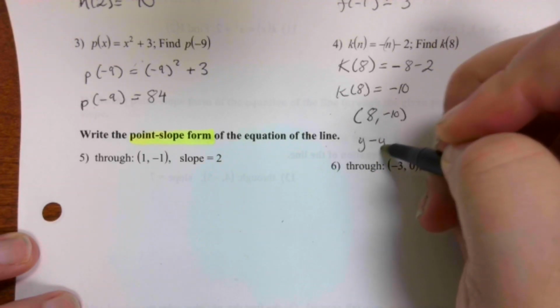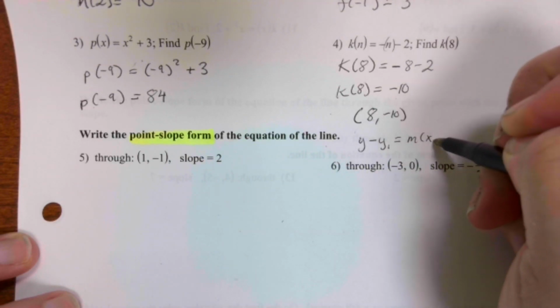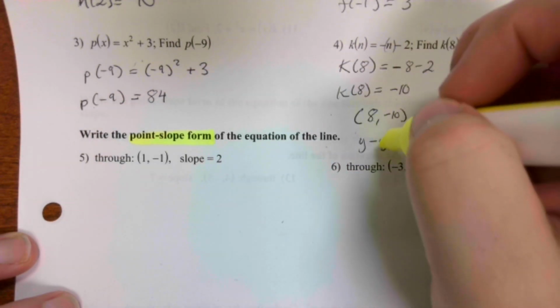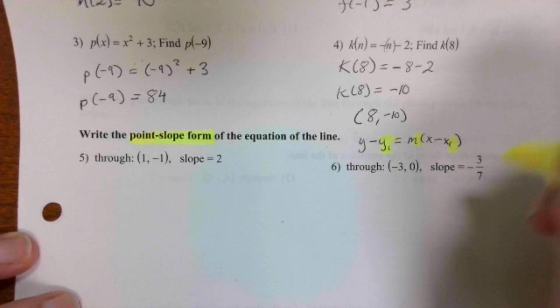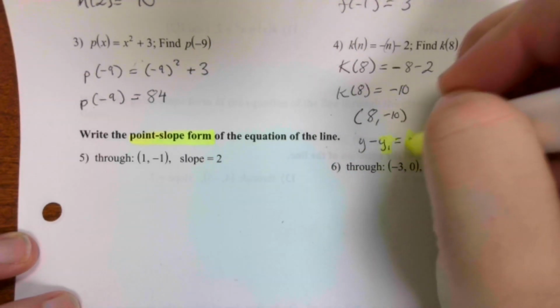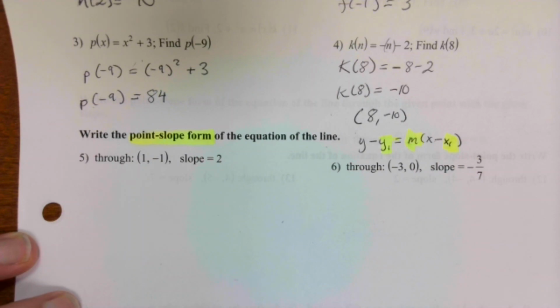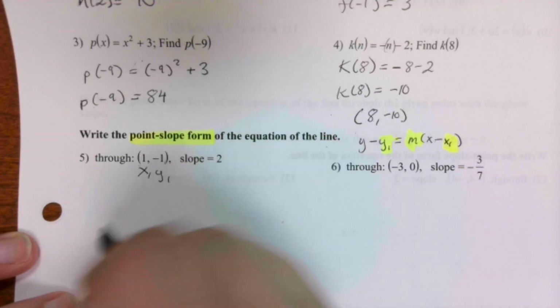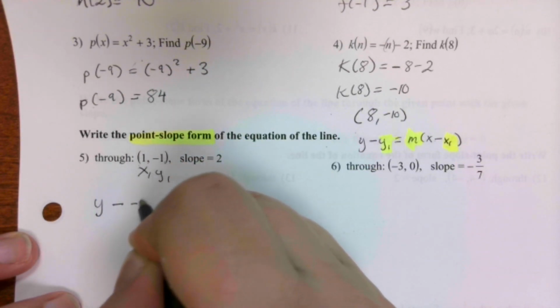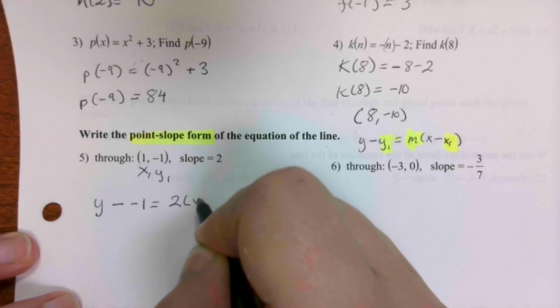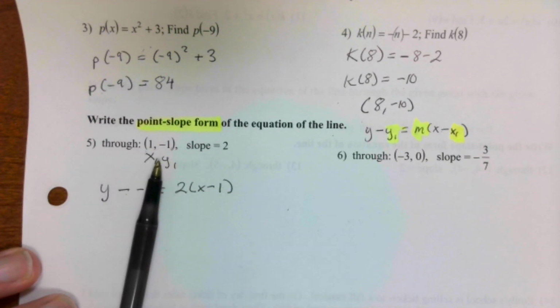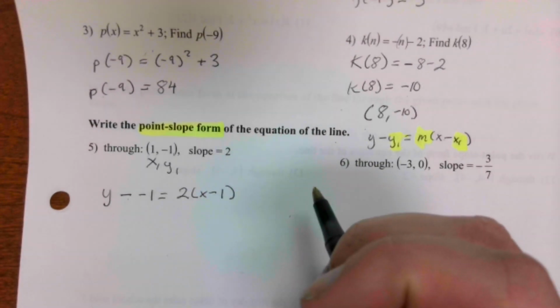Point-slope form is y minus y1 equals m times x minus x1. Well, notice we're only going to be plugging in for our m, our x1, and our y1. So the first thing I need to do is label this. x1, y1. y minus 1 equals 2 times x minus 1. Now that's a good first step, but if you have 2 negatives, they need to get canceled out.